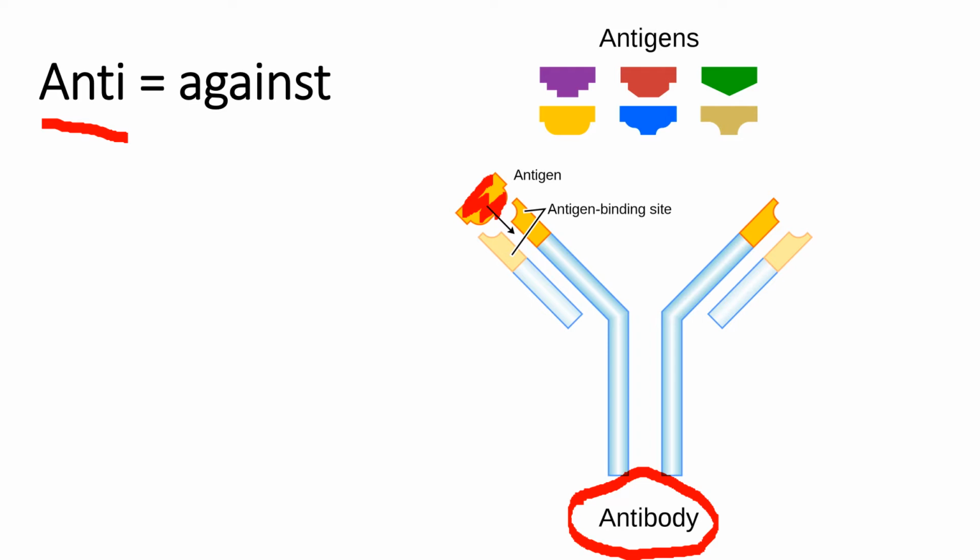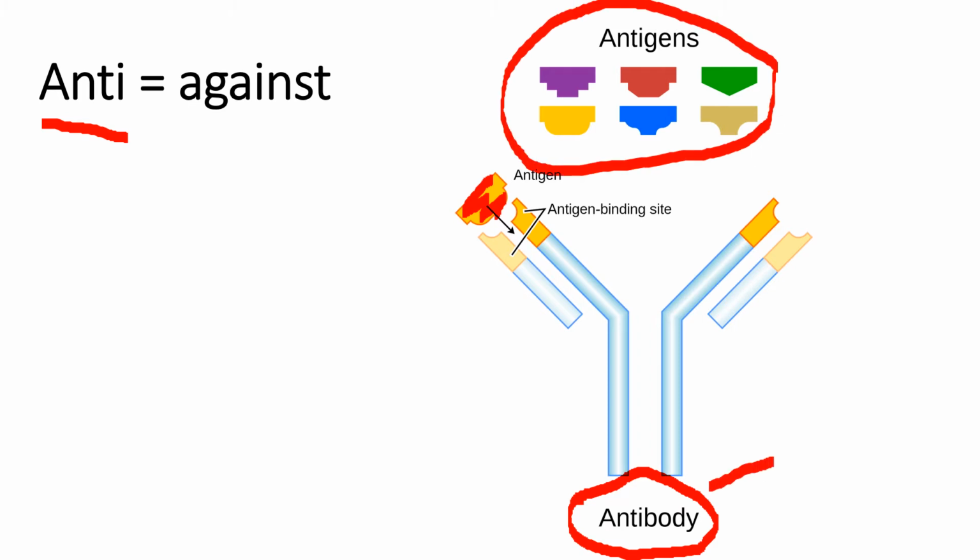And these antigens can be maybe different kinds of bacteria, viral infections, pollen, just any foreign material that gets into your body, and your immune system is going to react and produce antibodies. It's going to be against a particular antigen.